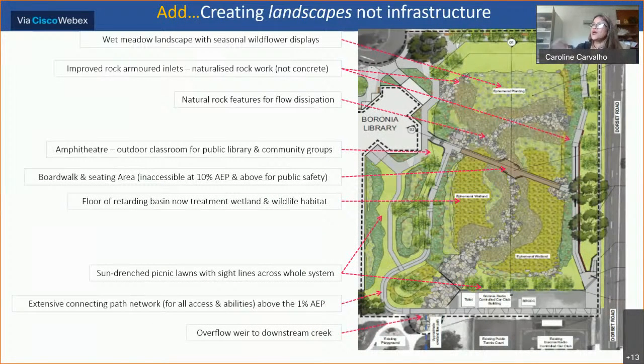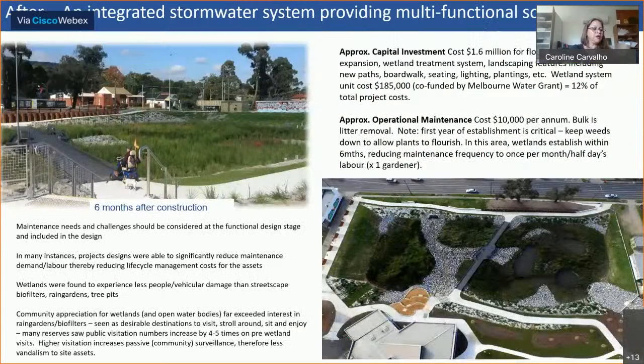But what we did is we created landscapes, not infrastructure. And that's probably the main message that I can give here: we can engineer and design anything that we like, but if we actually start thinking about how to create a landscape with that infrastructure, we're going to get far more benefit for the community and longevity in the asset over time.